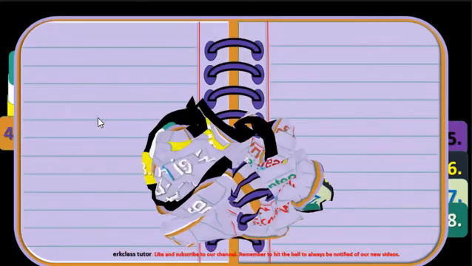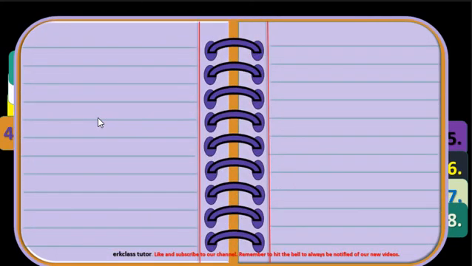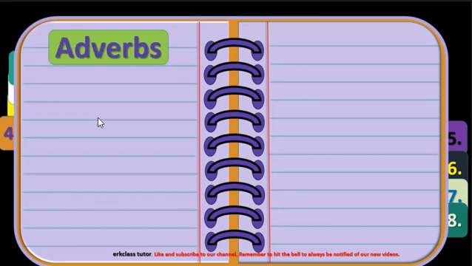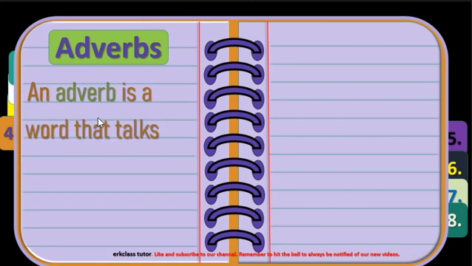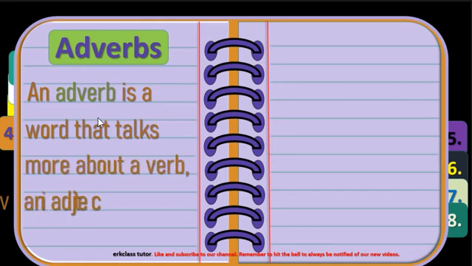The next group of the parts of speech are the adverbs. We start by the question, what is an adverb? An adverb is a word that talks more about a verb, an adjective, or another adverb.